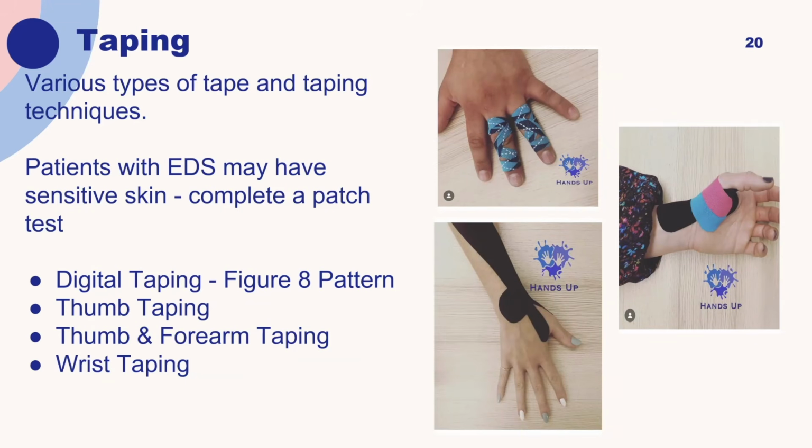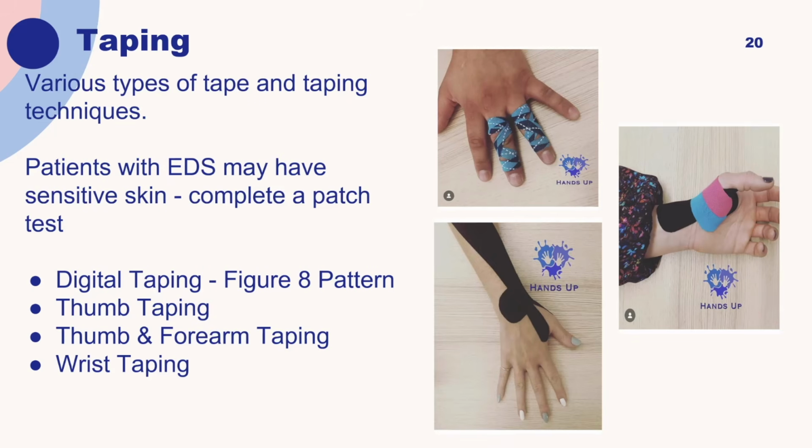Now, similarly to the splint, it helps with the stability. However, unlike the splint, it allows full function and movement. So it allows you to use your muscles and not cause any of the muscle wasting or atrophy.